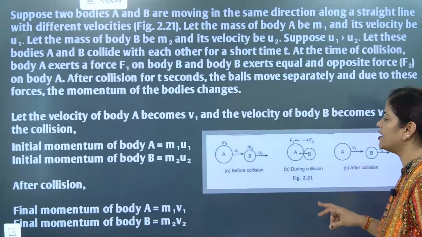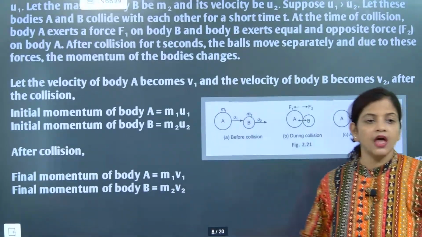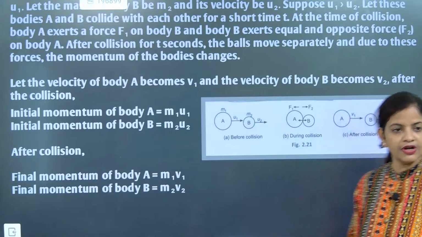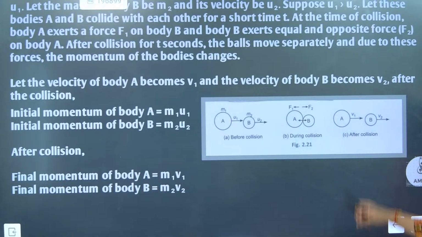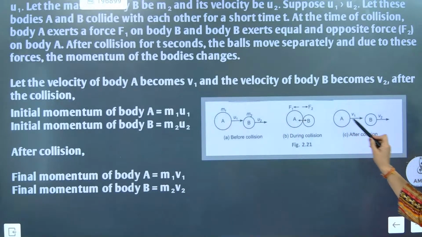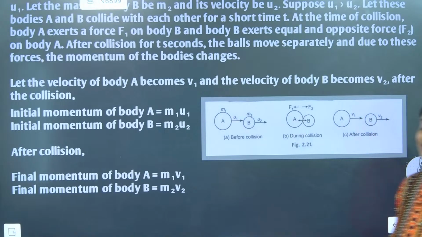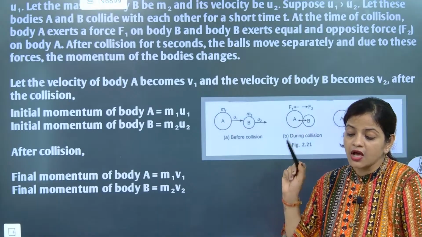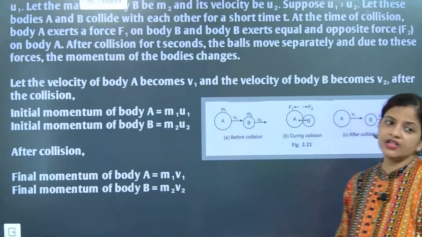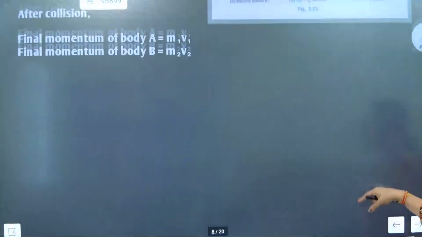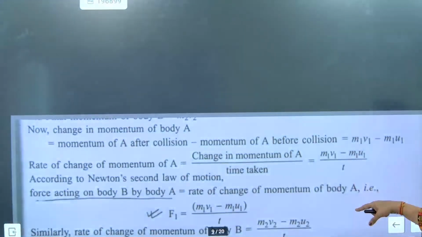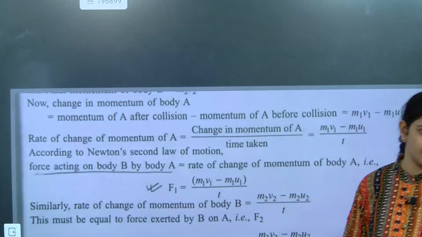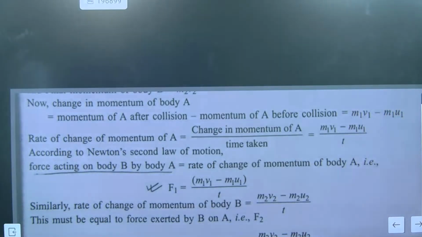Understood? So after collision, the mass remains the same, but the velocity changed. V1 and V2 are the velocities of the truck and car after collision. So before collision, after collision, everybody understood? Now we are going to understand the change. Let's see the change in momentum of body A.